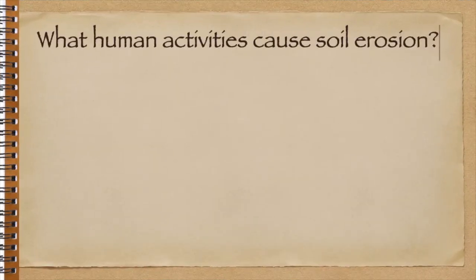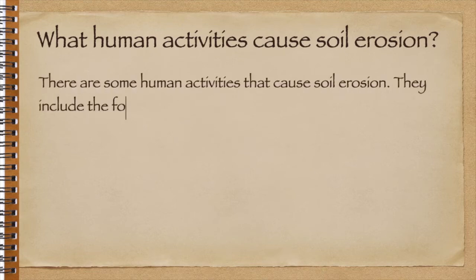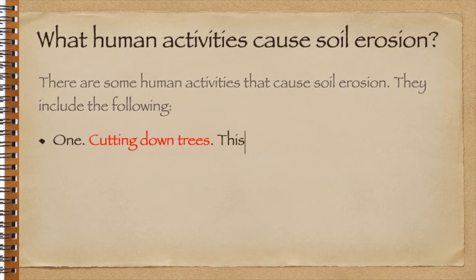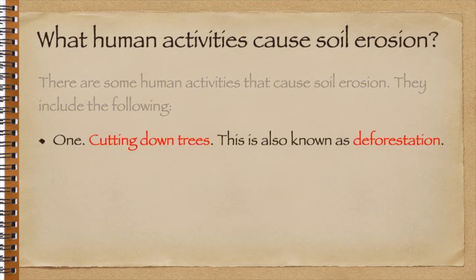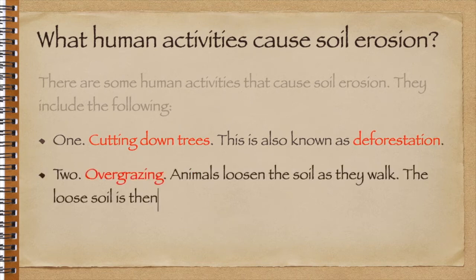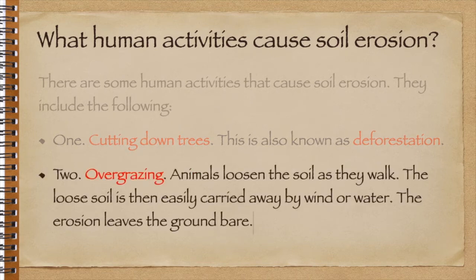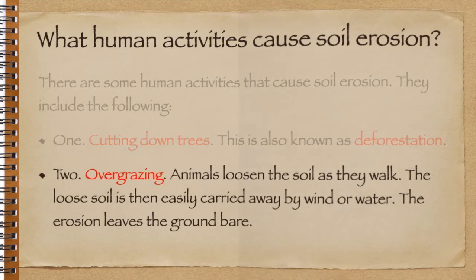There are some human activities that cause soil erosion. They include the following. 1. Cutting down trees. This is also known as deforestation. 2. Overgrazing. Animals loosen the soil as they walk. The loose soil is then easily carried away by wind or water. The erosion leaves the ground bare.